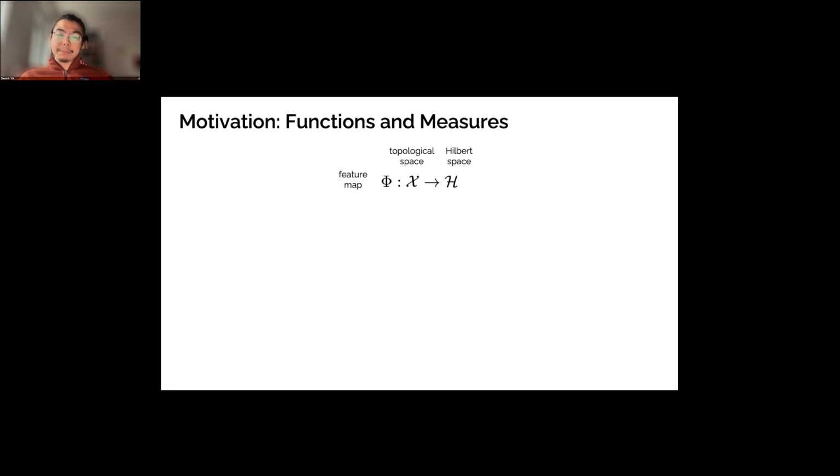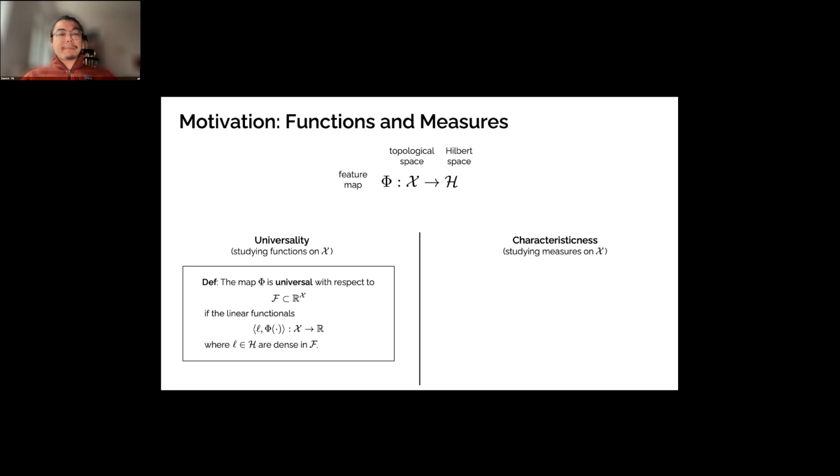as a Hilbert space. Now, we can often classify some problems in machine learning into sort of two different categories. Either we want to study some sort of functions on our input space X, or we want to study measures on this input space X. And there are two properties that tell us that this is a good feature map in terms of these two problems. So the first is universality.